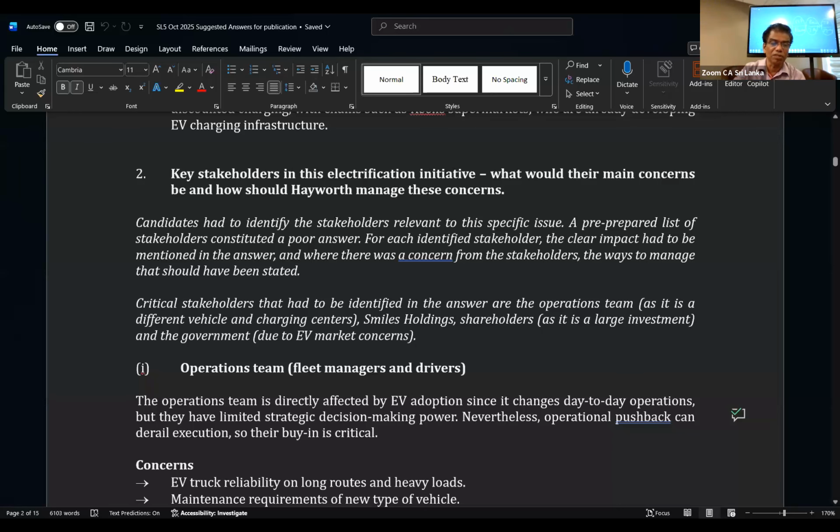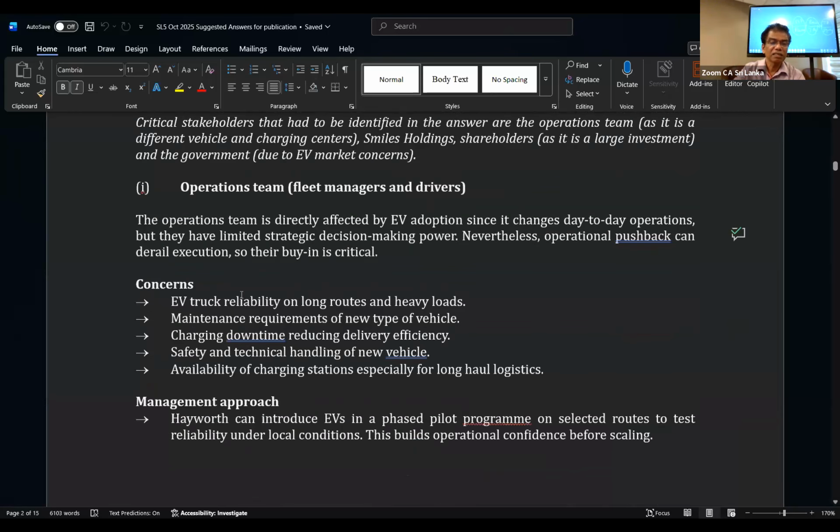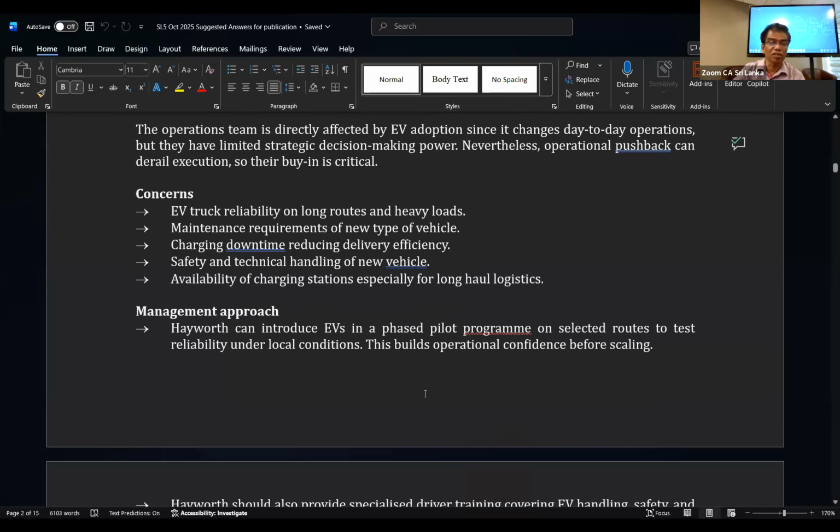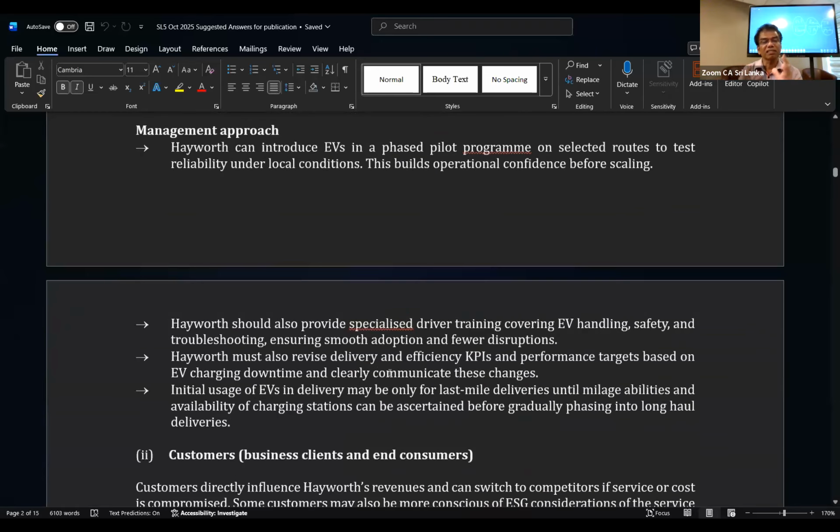Then those are the stakeholders. And the concerns: truck reliability on long hauls, because they must know the loads, and everything is new. So the maximum load they can carry, and how far they can go with one charge to get another charge. Then the downtime reducing delivery efficiency, then the safety and technical handling of new vehicles, and availability of charging stations, especially for long-haul logistics. So those things are the concerns.